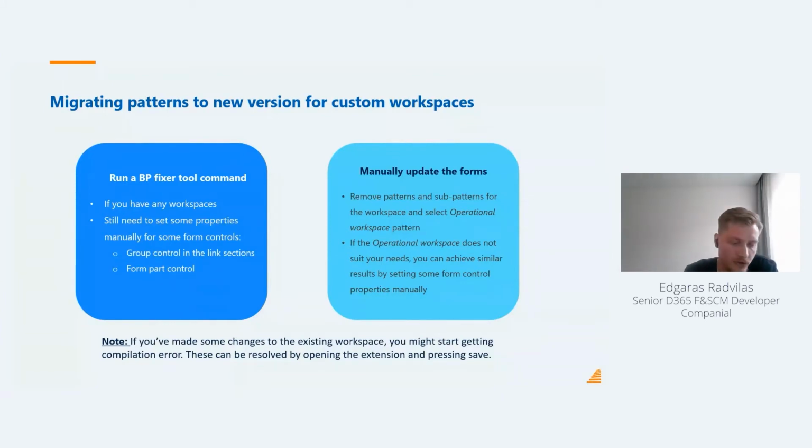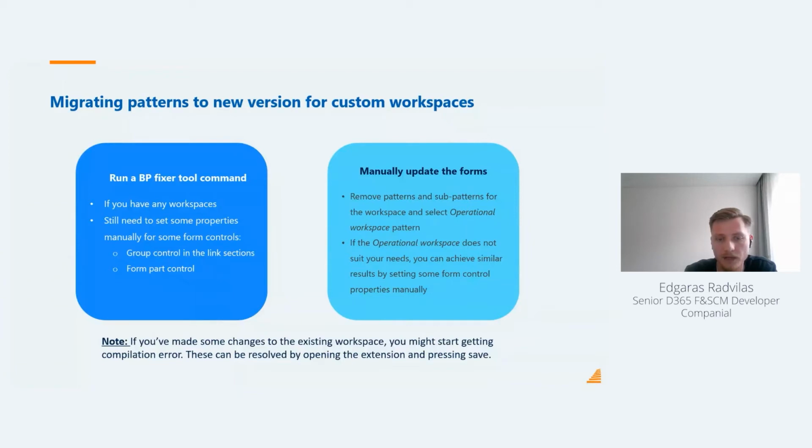on what you have for your solution. If you have a lot of workspaces, then probably you would want to run a BP fixer tool command. Just put it in the command prompt and it will do the migration automatically. It's not the whole process that is complete, but you would need to make some additional changes as well. So for group control in the link sections and for form part controls, you would need to make some additional changes. Keep that in mind, because it might not look the way you wanted it to look.